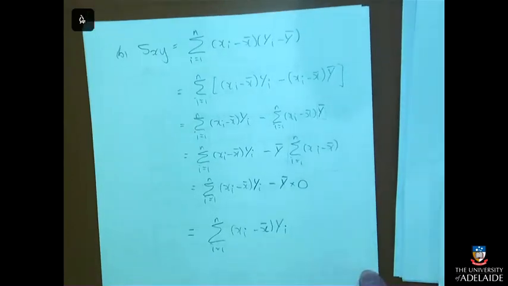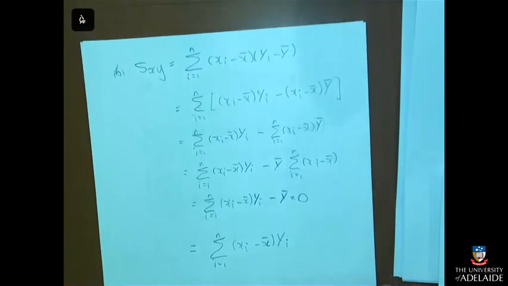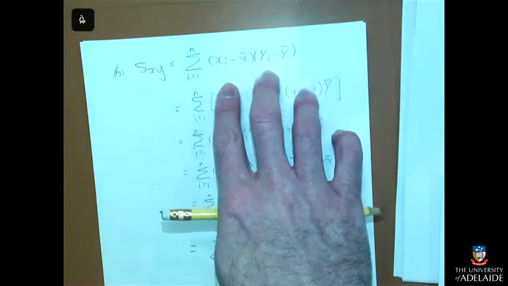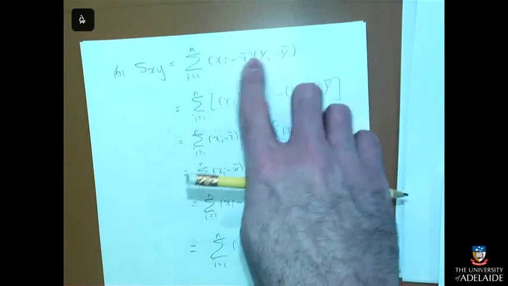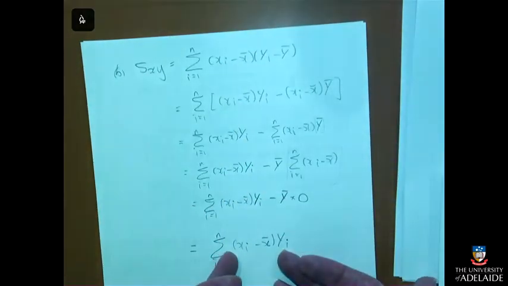Okay, so that was part B. That worked remarkably well. But if I had expanded it all out, like xi yi, x bar yi, I would have made more work for myself. So I left that together because it was together at the end.